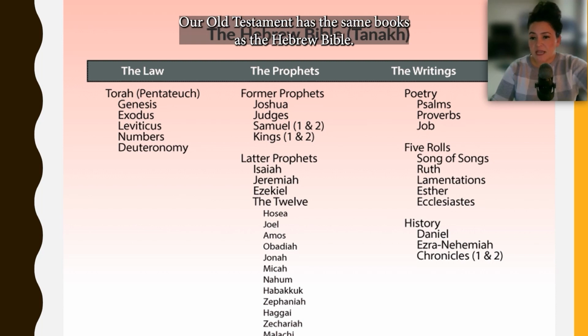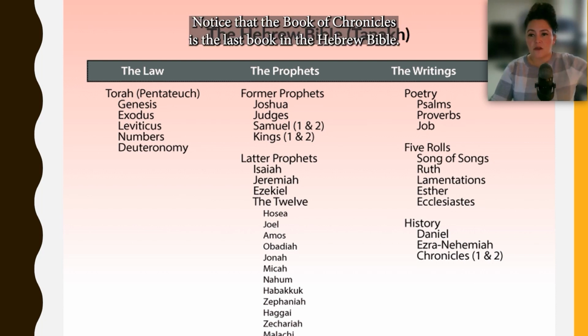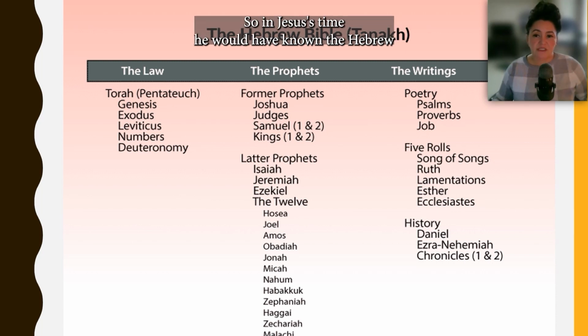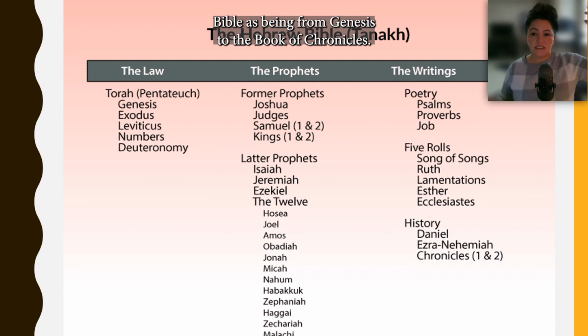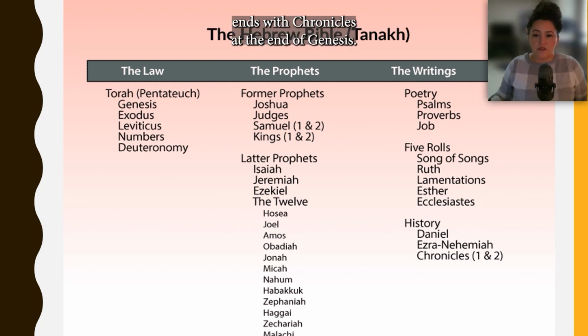Our Old Testament has the same books as the Hebrew Bible. The difference is how they're organized. Notice that the book of Chronicles is the last book in the Hebrew Bible. So in Jesus's time, he would have known the Hebrew Bible as being from Genesis to the book of Chronicles. So the Hebrew Bible starts with Genesis, ends with Chronicles.